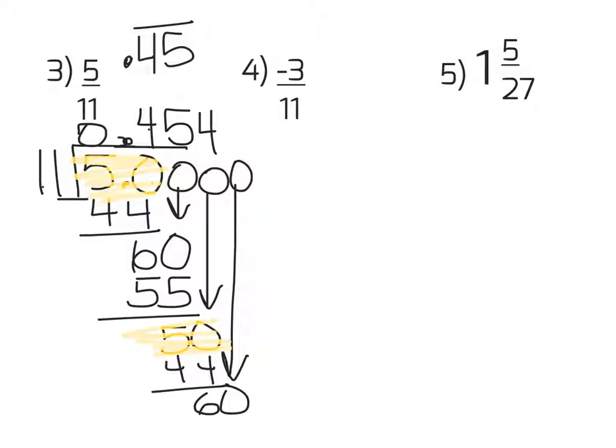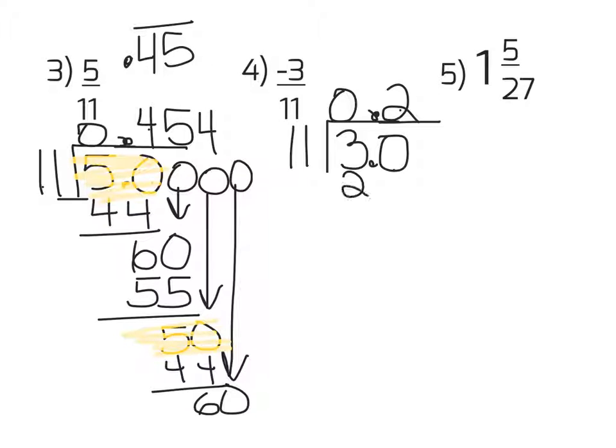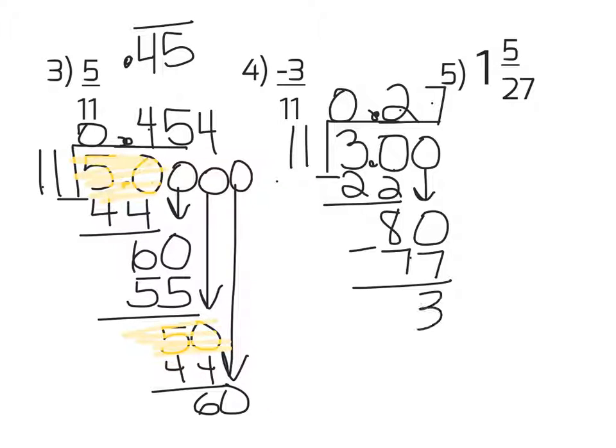Inside out, 3 divided by 11. 11 goes into 3 0 times, so we'll make it 30. 11 goes into 30 2 times. 2 times 11 is 22. Subtract them, you get 8. Bring down a 0. 11 goes into 80 7 times. 7 times 11 is 77. Subtract them, you get 3.